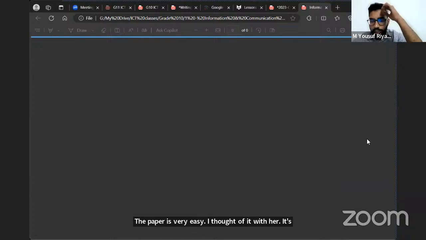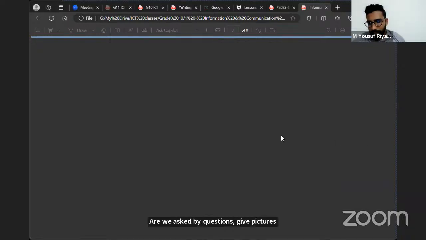Are we asked questions giving pictures? In MCQ, they have no logic gate questions. Logic gate is not first term, logic gate is second term. Only the first three lessons come in the first term. Logic gate is the fourth lesson.